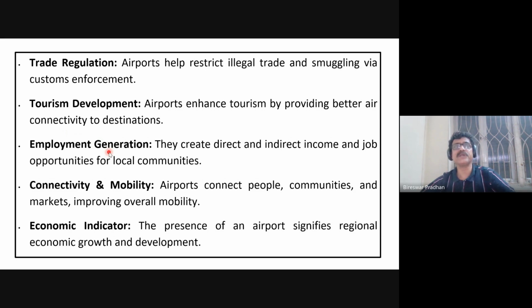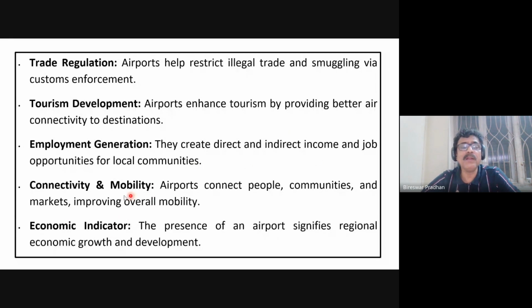Employment generation. They create direct and indirect income and job opportunities for the local communities. For example, any international airport needs several types of activities and services, from washroom facilities to high-standard facilities, catering, and mobile services, whatever services they need. Every tax related to the employment is why it is called direct, and the other is indirect also. Income and job opportunities for local communities.